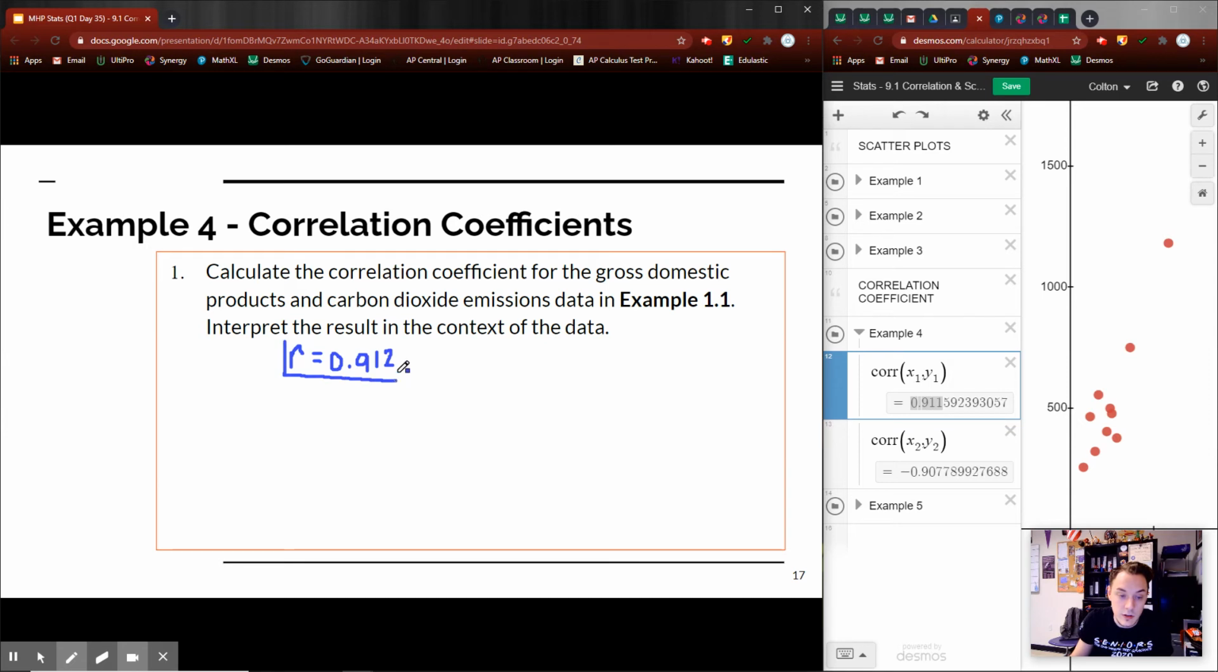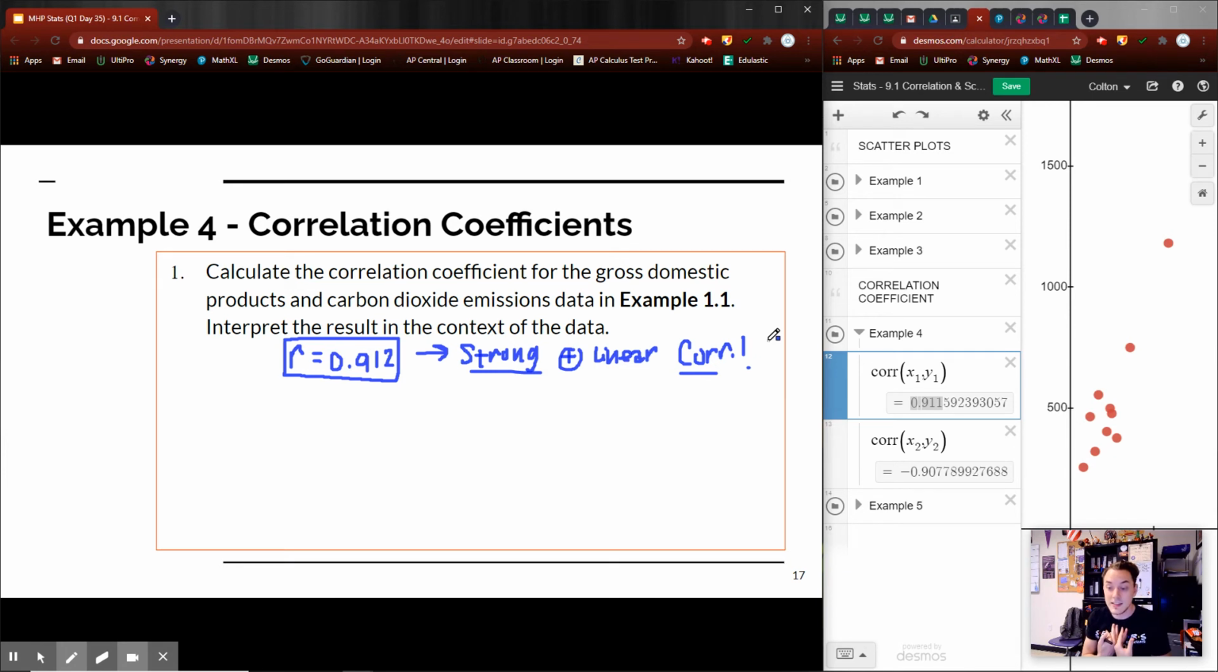This is my correlation coefficient. Now we have to interpret it. What does this mean? Since this is close to 1, we're going to say that this is a strong positive linear correlation. Strong positive linear correlation. Okay? Because it's close to 1, this 0.912, it's what we consider not just a positive linear correlation. I already knew it was a positive linear correlation.